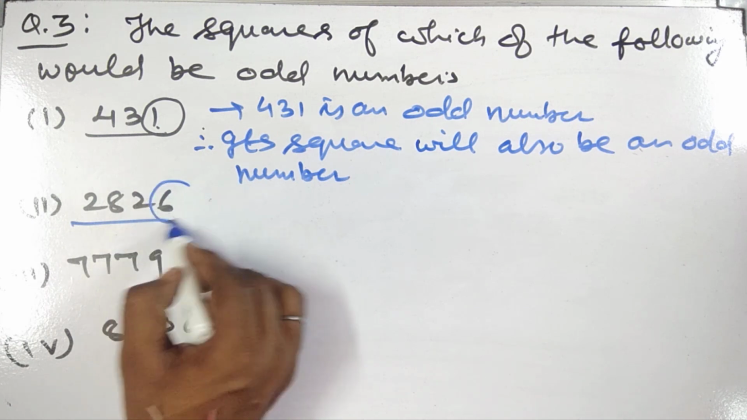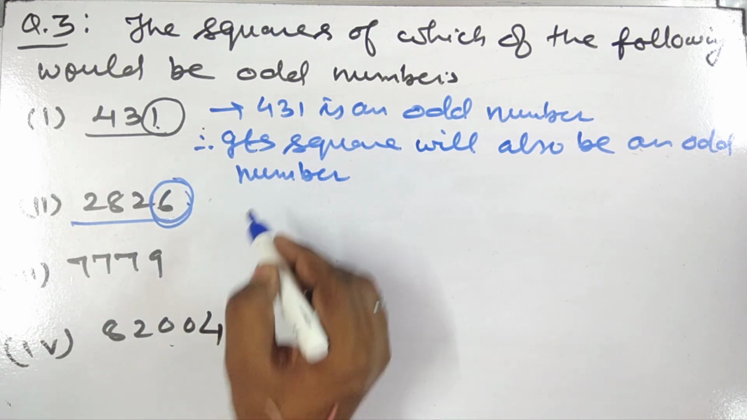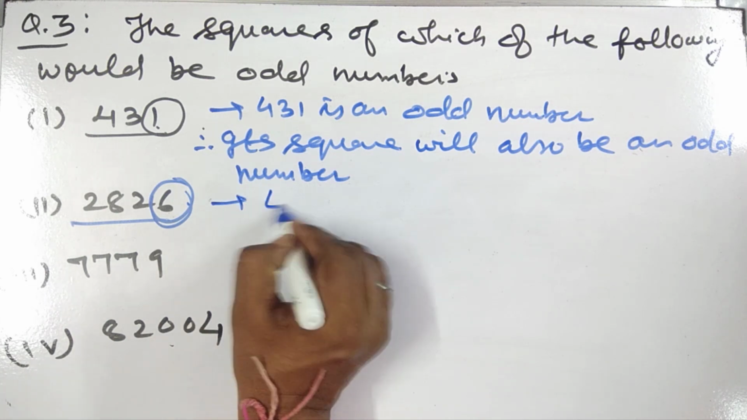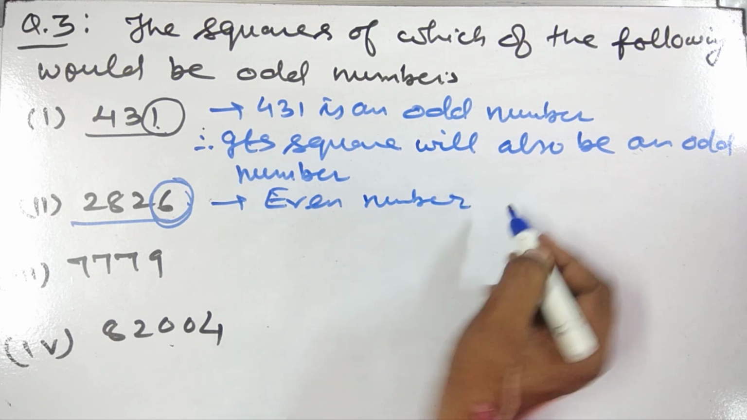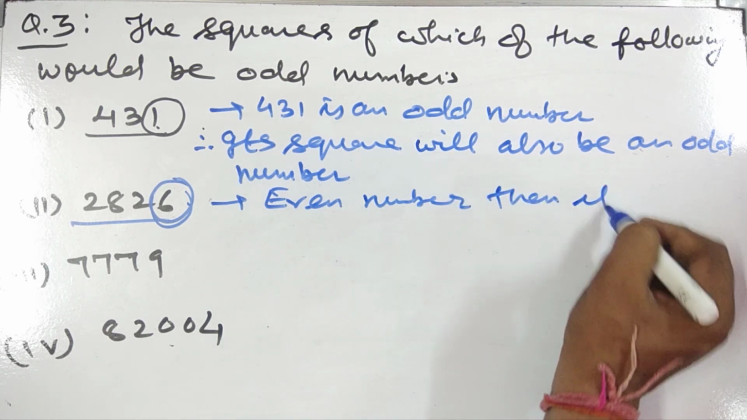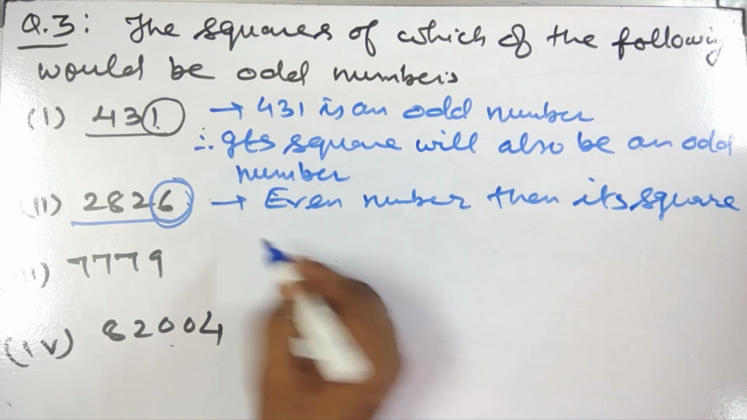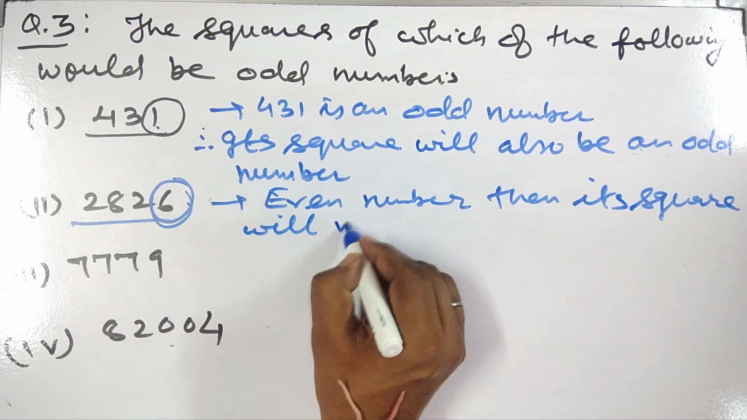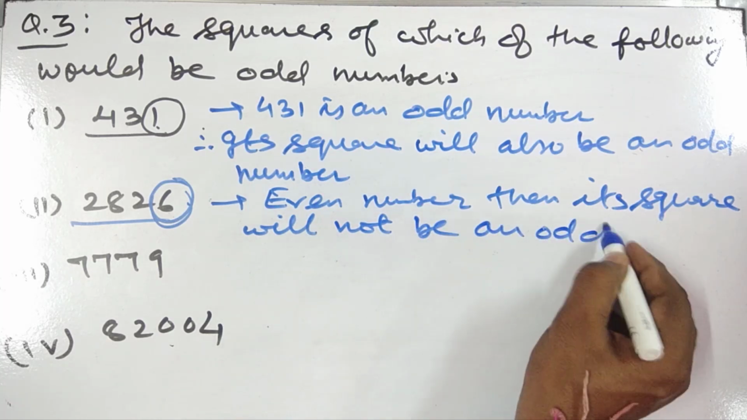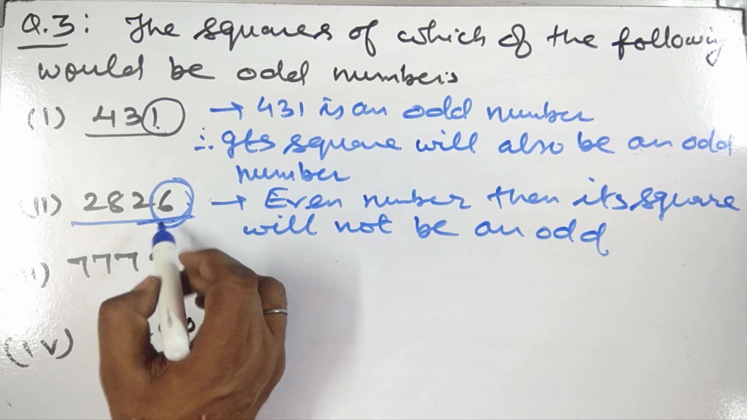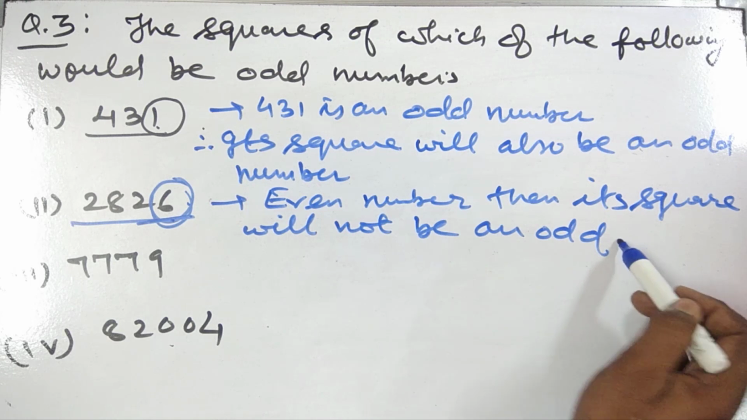The number is an even number, student, because in the unit place 6 is given. So the number is an even number, then its square will not be odd. Unit place पर 6 है, it means this is the even number, then its square will not be odd.